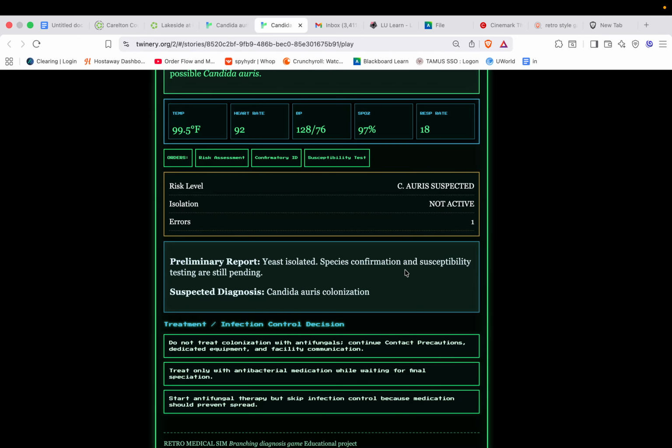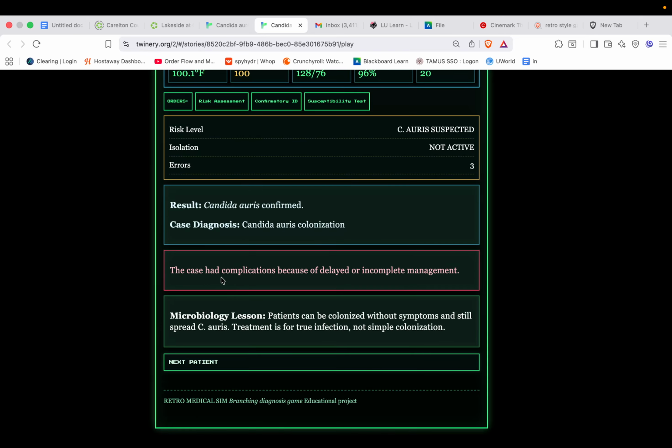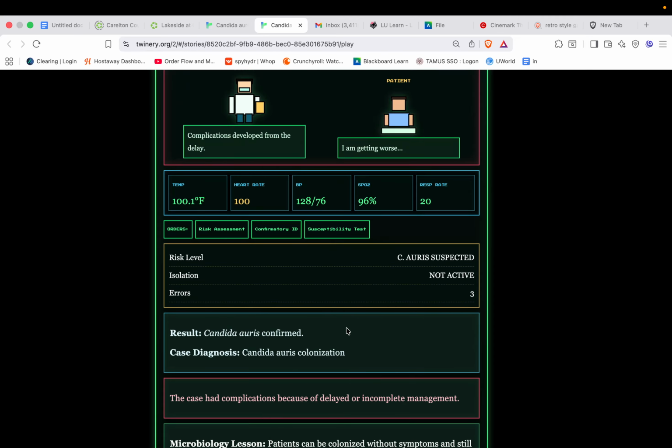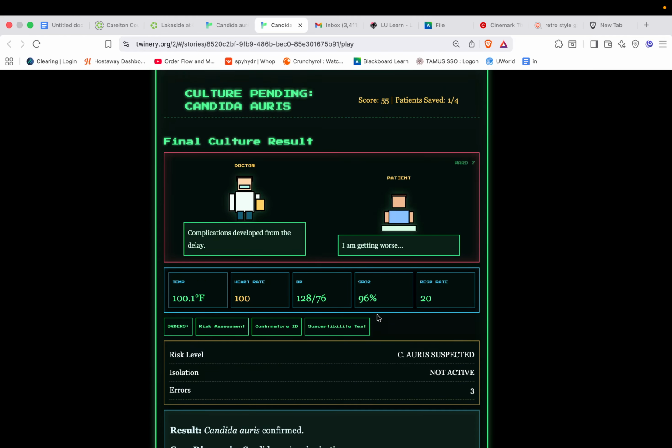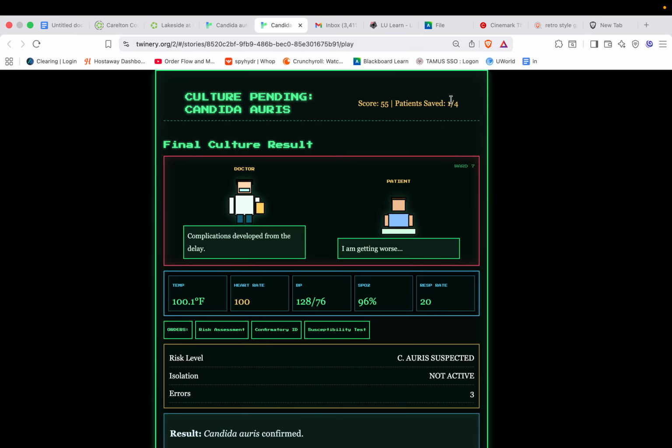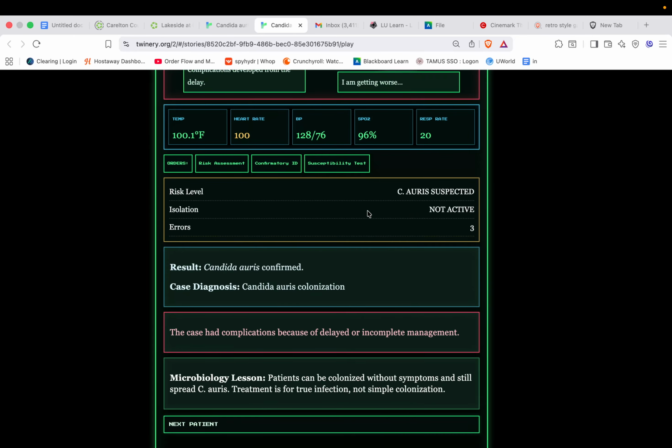Preliminary report: yeast isolated, species confirmation, and then Candida auris colonization. And then let's see. Do not treat colonization, treat only with antibacterial, start antifungal therapy but skip infection control. So we can pick whichever one. And if it's wrong, the case had complications because of delayed or incomplete management. So this one, we're not able to save the patient. As you can see, saved patients is 1 of 4.